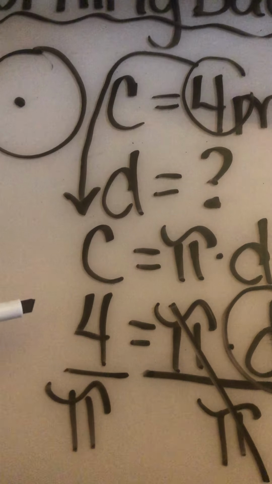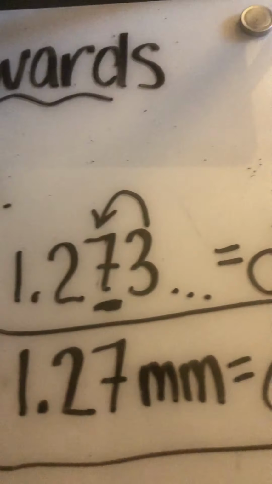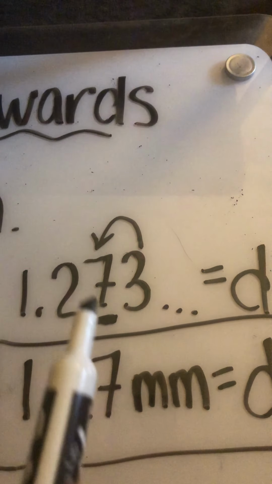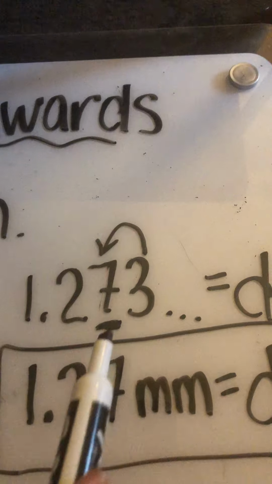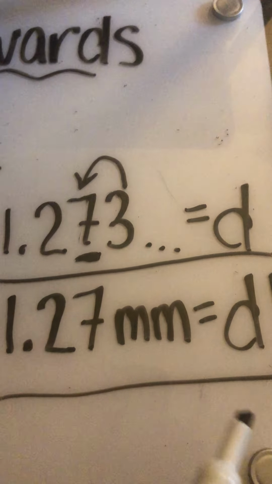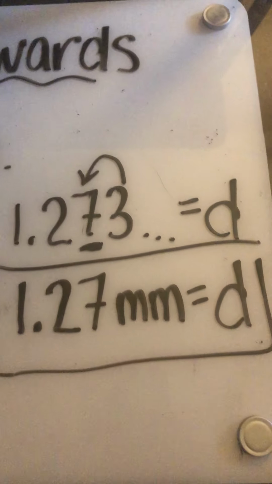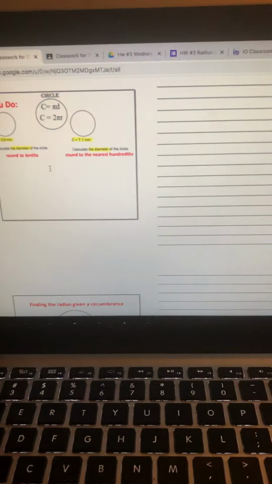We do our quotient of 4 divided by pi. We get this irrational number that goes on forever. The problem asked us to round to the nearest hundredth, so we rounded to 1.27, included our units, and that is our final diameter.